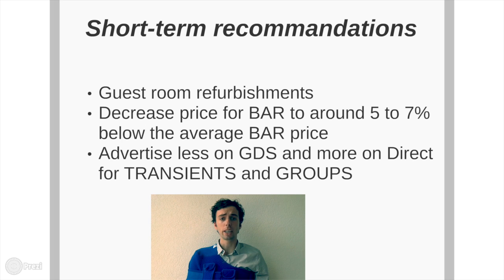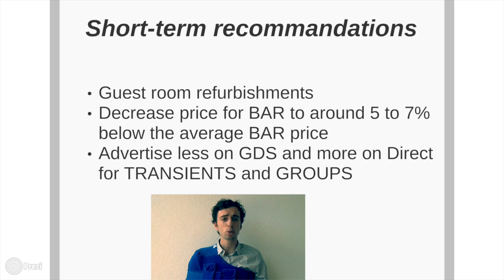June was the last time the guest rooms were refurbished. Indeed, the reputation of our rooms was at the low at around 52%. Thus, it is imperative for us to renovate standard guest rooms and premium guest rooms in the months to come. Furthermore, our rates have been reasonably high in comparison to the occupancy rates and the average rates of our competitors. Since occupation is at its lowest, we recommend a decrease in the price of the best available rates from 5 to 7% below average. This will allow us to attract more customers during the period of low occupancy.